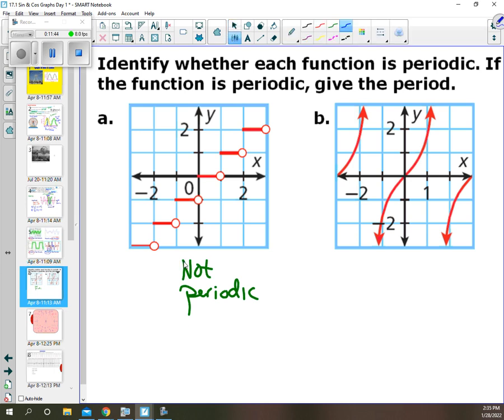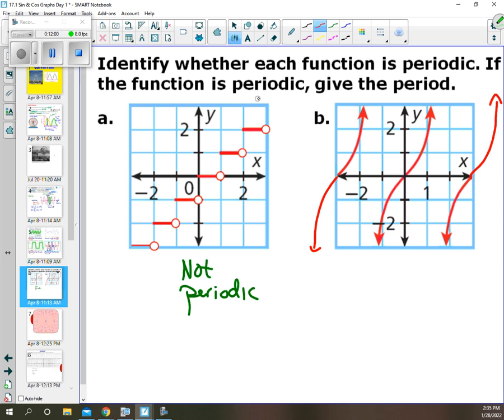The second one's a little tricky to be able to tell, but I'm going to complete the rest of the picture. This one would go down, and then this one would come up. This is actually one of our parent graphs we're going to be doing later in the chapter. If I complete that picture, maybe it's a little bit more obvious, but this is definitely repeating, right?